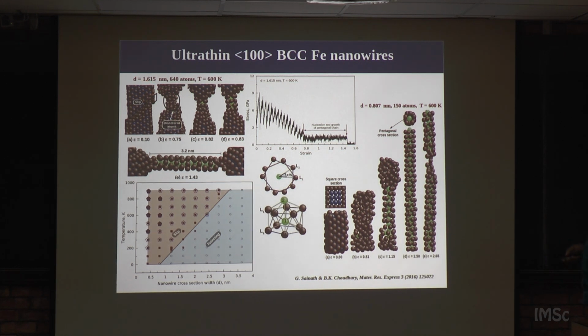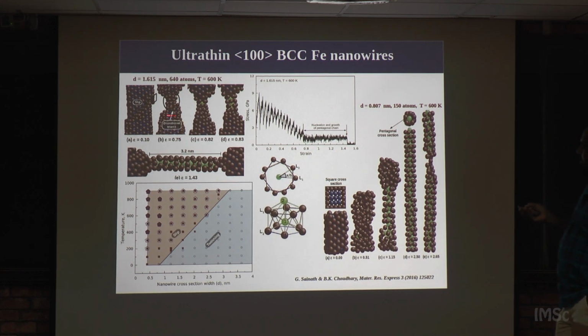Here only one dislocation is observed, and because of that some part of the wire becomes a necked one. This is the necking part, and with increasing strain it loses its basic structure, and out of this non-crystalline structure an icosahedral structure nucleates. With increasing strain you can see this icosahedral or pentagonal structure grows along the nanowire.